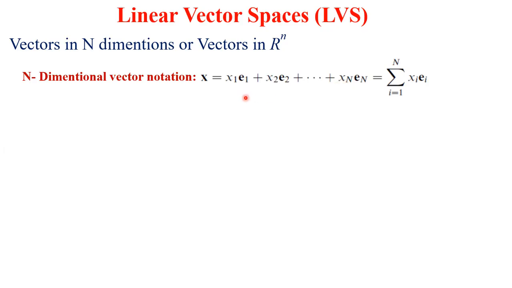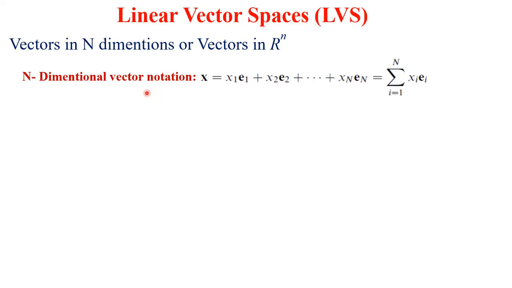Just like in two dimensions, we have x, y. So x and y are real numbers, and for that case, E1 is the I unit vector and E2 is the J unit vector. Similarly, in three dimensions, we have X, Y, and Z. And in that case, E1 is the I unit vector, E2 is the J unit vector, and E3 is the K unit vector.